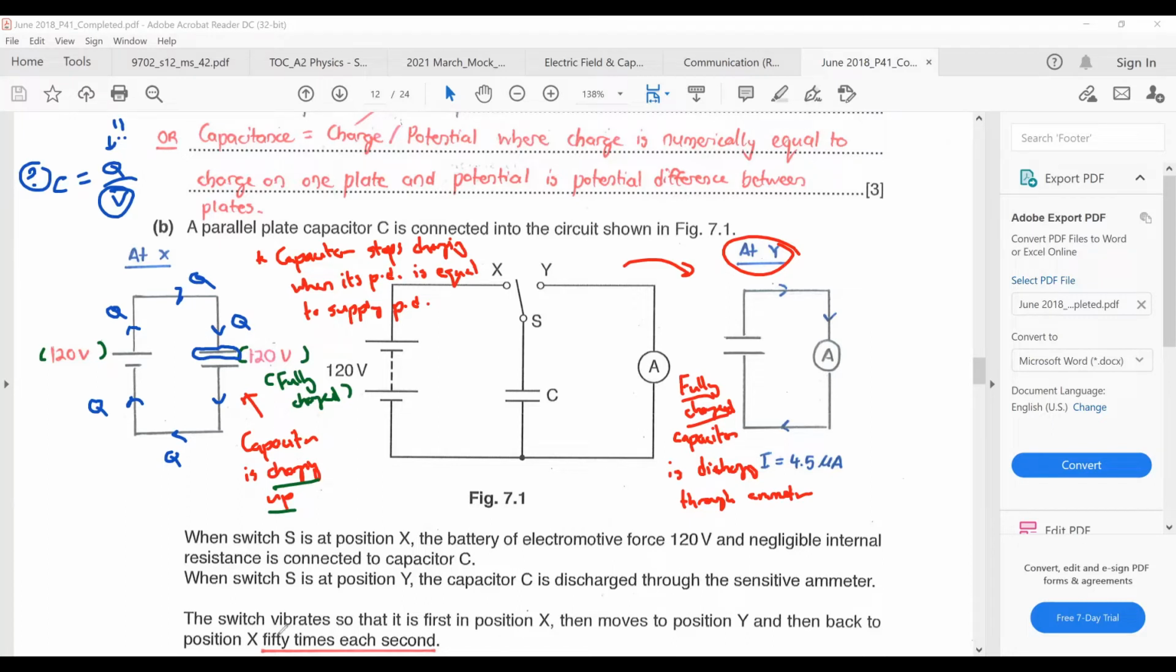So the only way you can do this is by referring back to what was just mentioned just now. They tell you that your switch is vibrating so that it is at position X, then to position Y, and then back to position X 50 times each second. So you consider this, you move to X 50 times per second. When you are at X, your capacitor is charging up, isn't it? So if they say that you move from X to Y back to X 50 times per second, that means your capacitor is charging up 50 times per second.